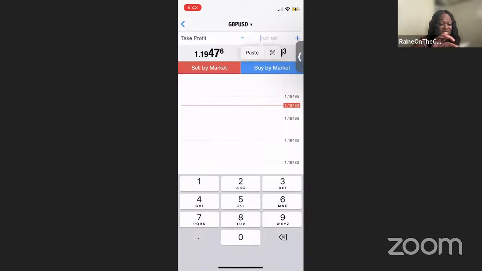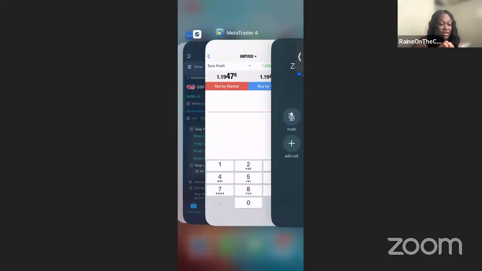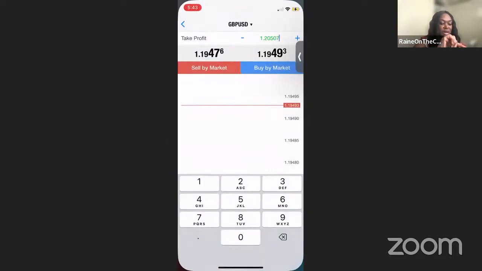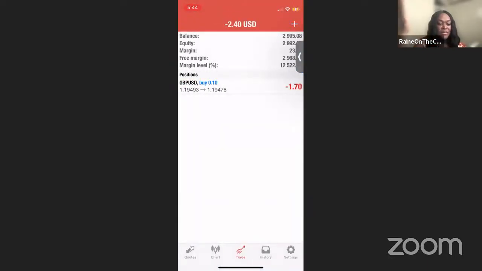Most of Gus's trades go all the way, but don't let that cause you to be like, oh, Alethea said so I'm going all the way. If you're new, do take profit 1 or 2. And we know that it's a buy because it's green. The entry at 1.19507, it's a buy. Once it's green, it's a buy. So I'm going to hit buy by market, buy. So now I'm in the trade.